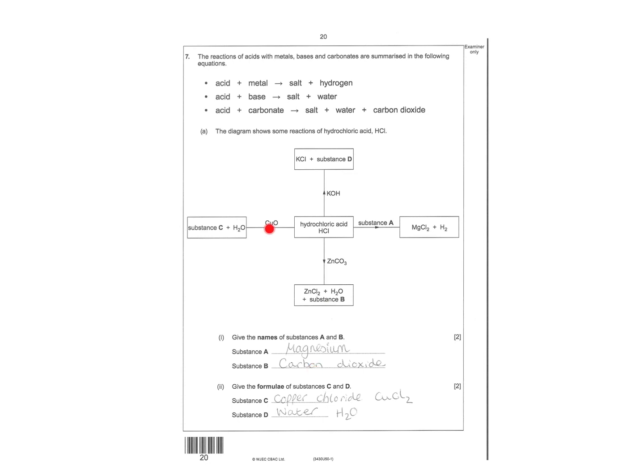C then, copper oxide plus hydrochloric acid gives you something plus water. We know that's going to be copper chloride. There's the chemical symbol for copper chloride. Then hydrochloric acid plus an alkali, KOH, potassium hydroxide, gives you potassium chloride and a substance D, which would be water.